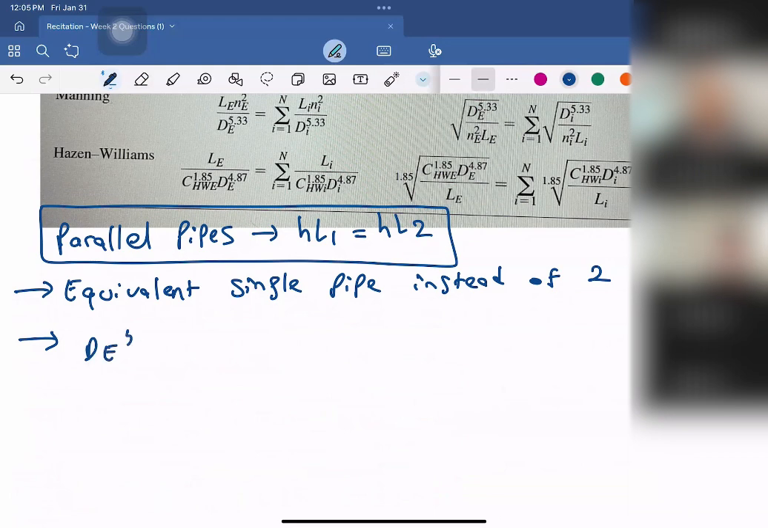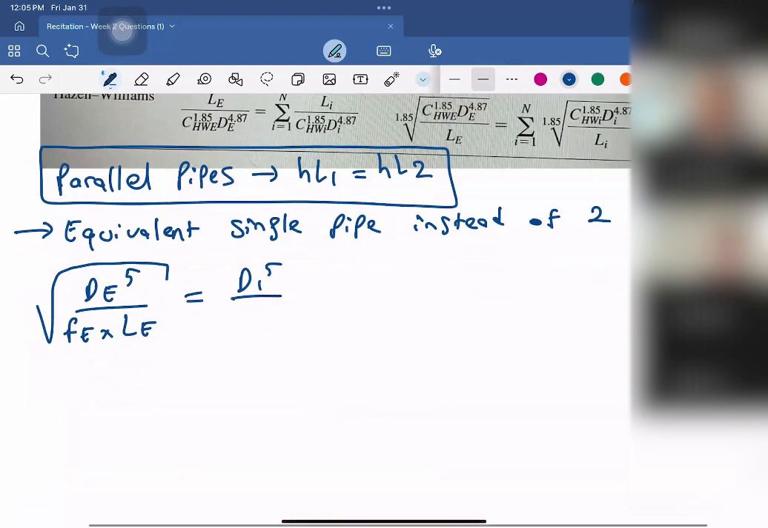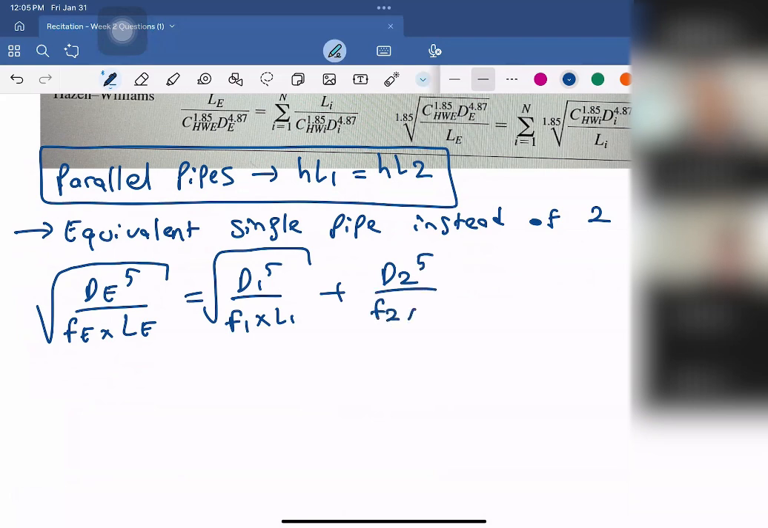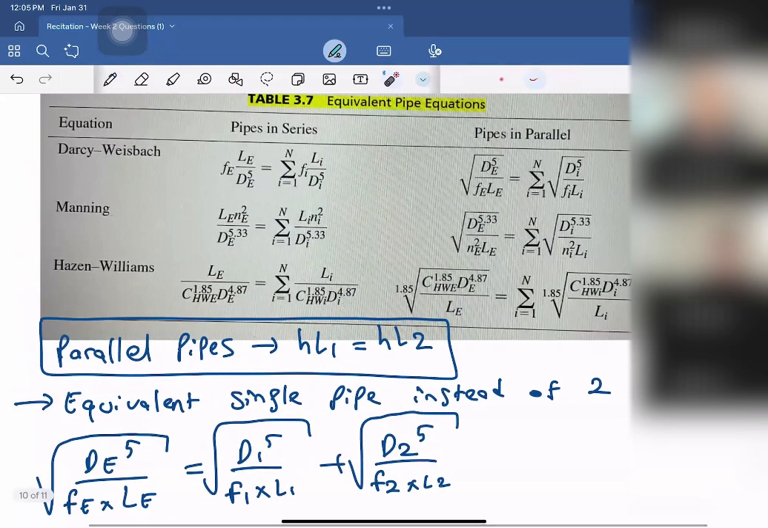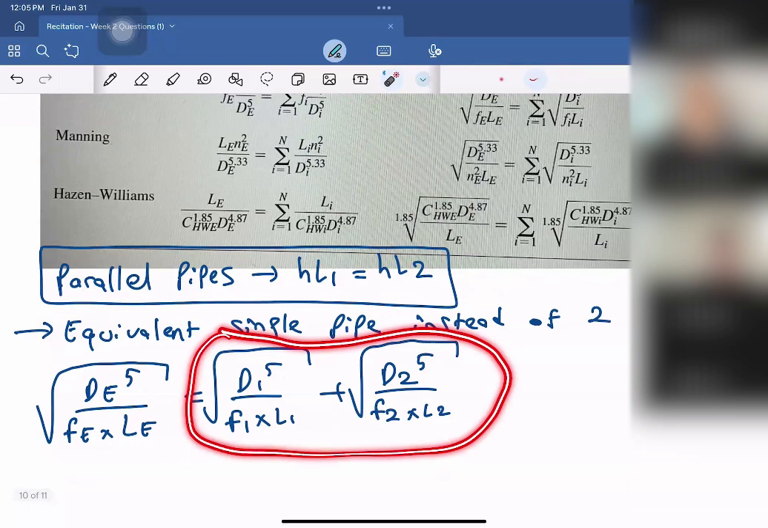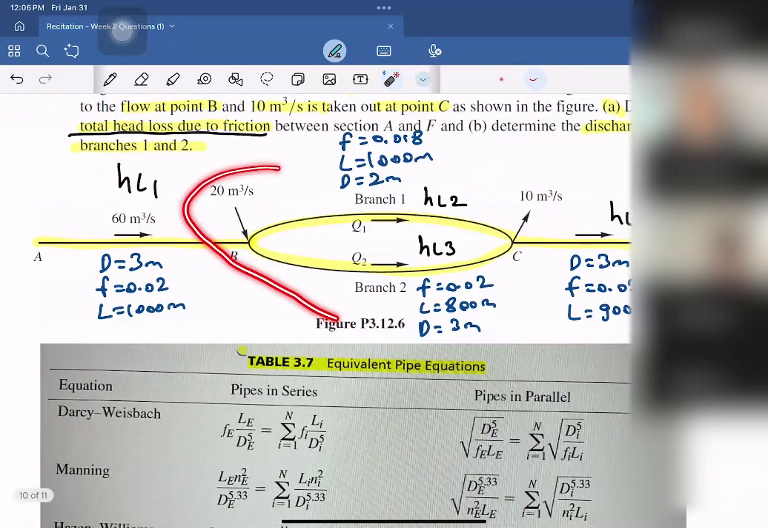Equivalent diameter, equivalent friction factor, and equivalent length is equal to diameter for branch 1, friction factor of branch 1, and length of branch 1, plus the same for the second branch. Here we already know all of these values because they are given in the question.